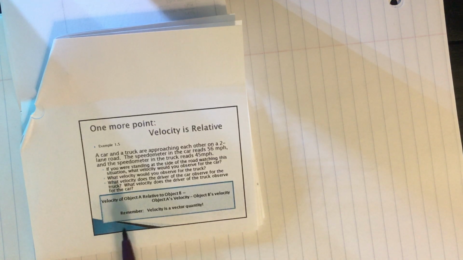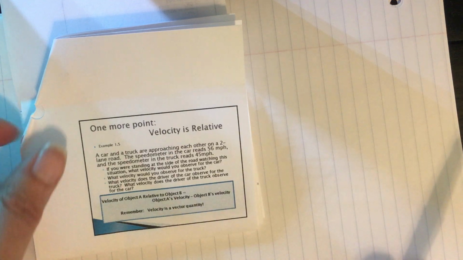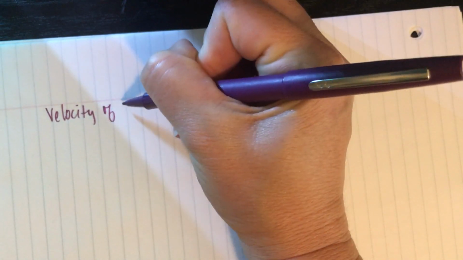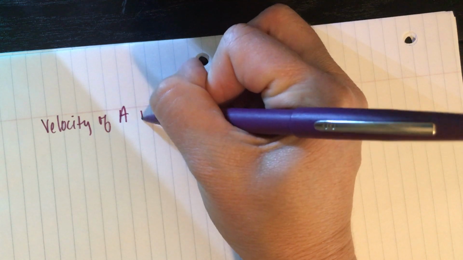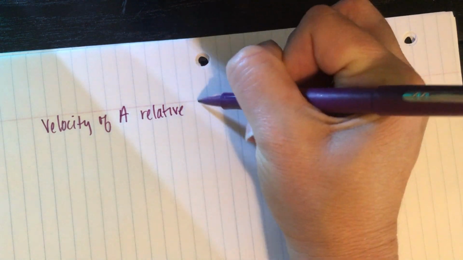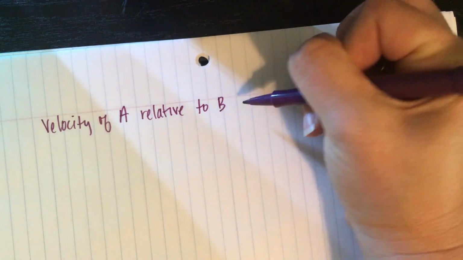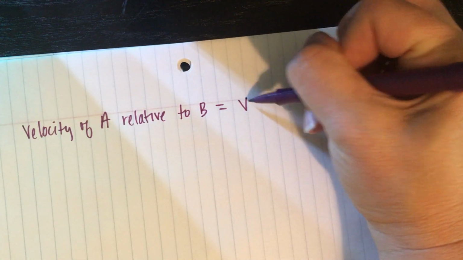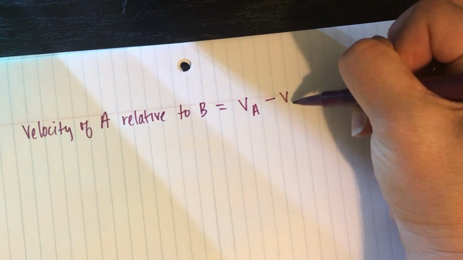And I have in this box our basic equation, that the velocity of object A relative to object B equals object A's velocity minus object B's velocity. Okay? I'm going to write that up here at the top of our page, actually. We have the velocity of A relative to B equals the velocity of A minus the velocity of B.